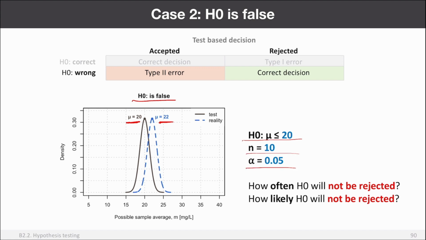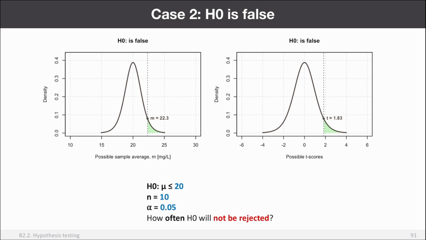And the question is, how often will the null hypothesis not be rejected? Or how likely is it that the null hypothesis will not be rejected? That's exactly the chance to make type 2 error. Let me show you how often it will not be rejected. It will not be rejected every time we have a t-value smaller than the critical one. This is our critical t-value. You remember that for alpha 0.05, it's 1.83. I just discussed it in the previous video.